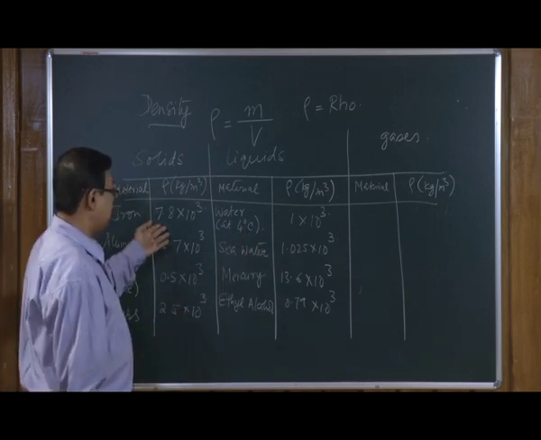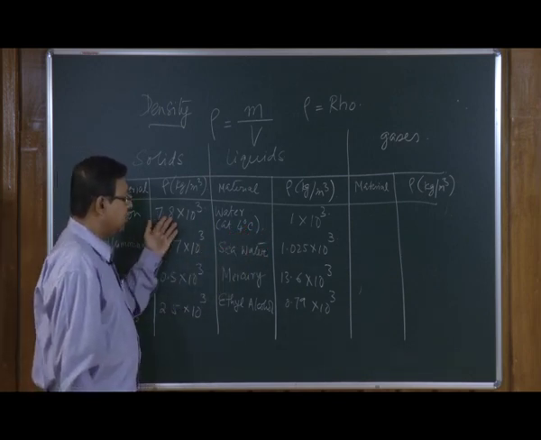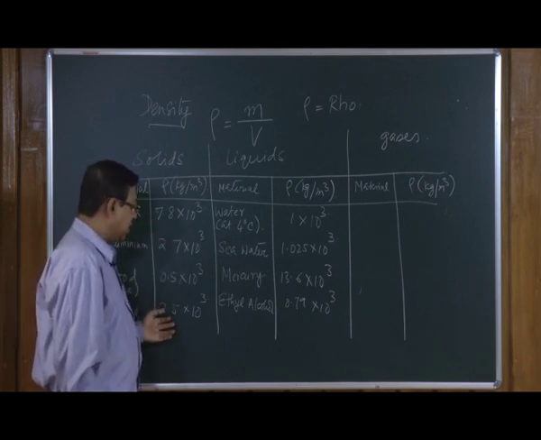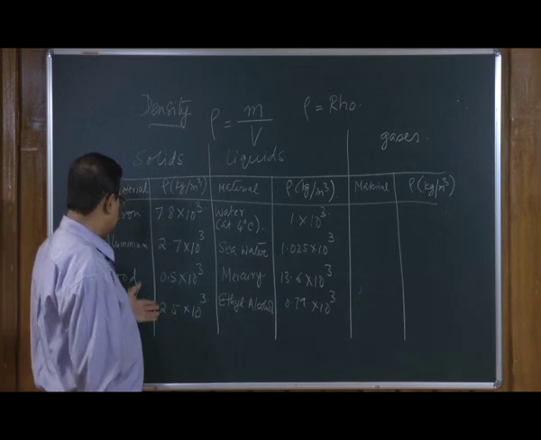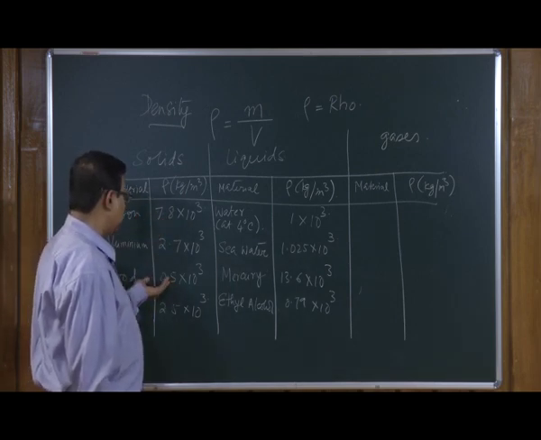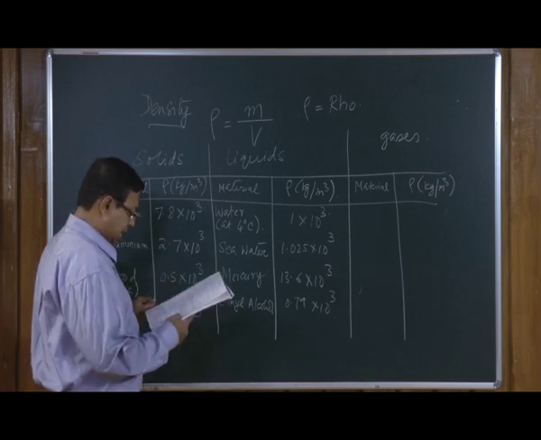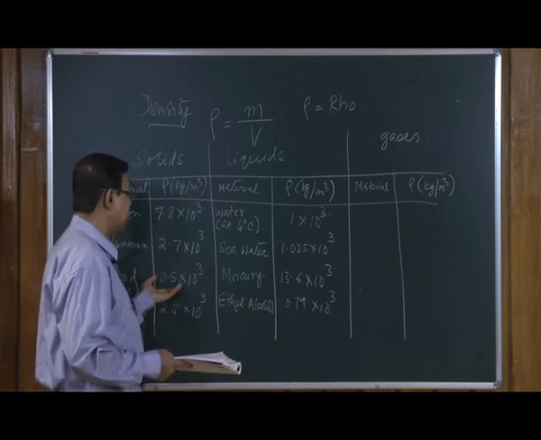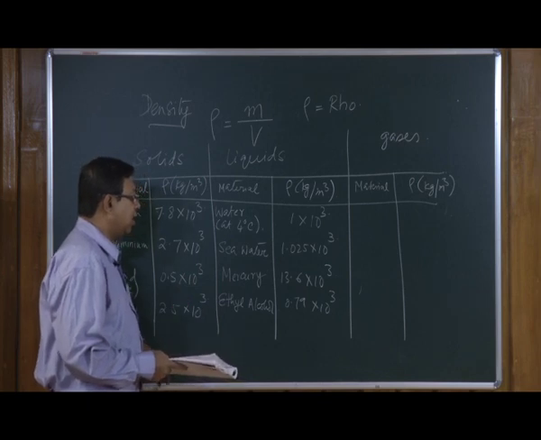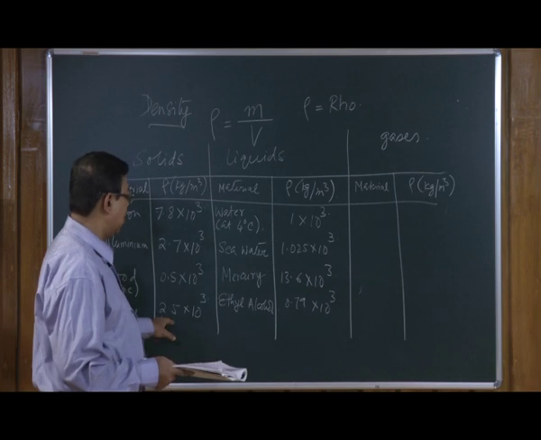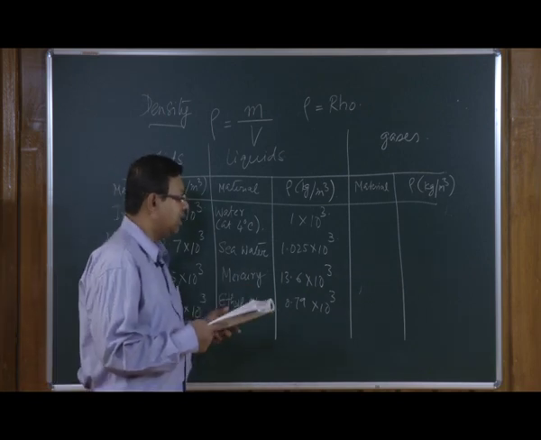As you can see, they are almost one order of magnitude less than the solids, while it is almost of the same density. Wood in fact has a lower density than that of mercury, and even glass has a density which is lesser than mercury.